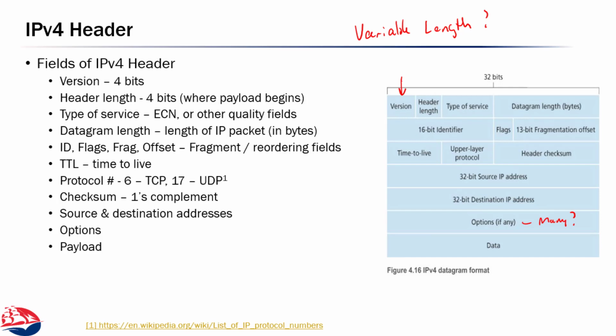Header length. So this is going to tell us where the payload begins. I believe it is in, because it's only 4 bits, so 4 bits would only give you 16 bytes. And with 16 bytes, let's see, if this is byte 0, this would be byte 4, because this is all 32-bit, byte 8, byte 12, byte 16. It doesn't even get you through the end of the IP packet, the required stuff. So I'm pretty confident that this is in terms of words, not bytes.